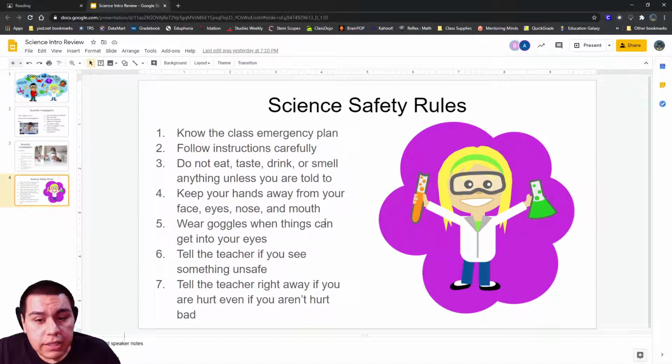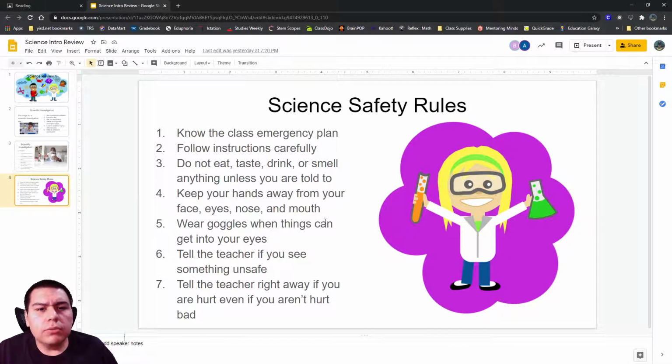So don't forget science safety rules. Number 1, know the class emergency plan. Or I guess for now that we're at our houses, know your house emergency plan. Number 2, follow instructions carefully. Number 3, do not eat, taste, drink, or smell anything unless you're told to.